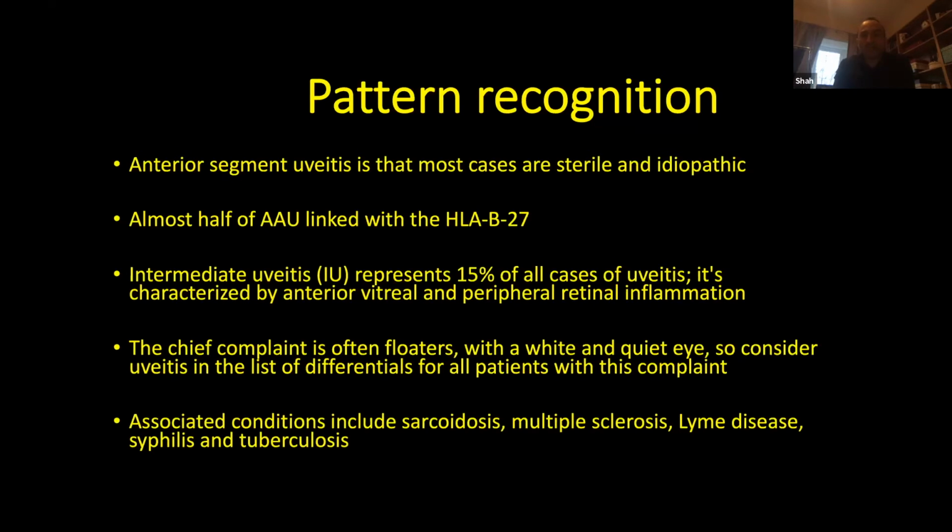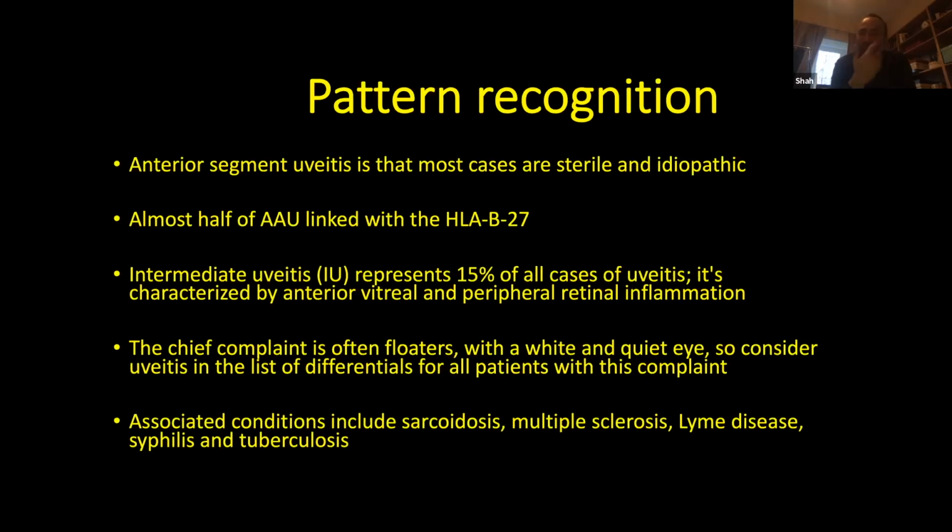Half of the cases of anterior uveitis are actually linked in somehow with HLA-B27. So if they do present recurrently, we will be checking for that HLA typing. Intermediate uveitis, which is inflammation that affects the vitreous, peripheral retina and pars planitis, presents about 15% of all uveitis, and it is associated with conditions such as sarcoidosis, multiple sclerosis, Lyme disease, syphilis, and TB. So actually, if somebody has intermediate uveitis, that would make me much more worried there's some sort of systemic condition.